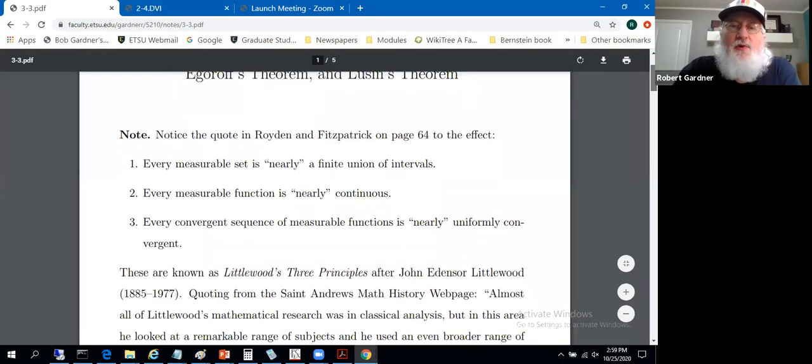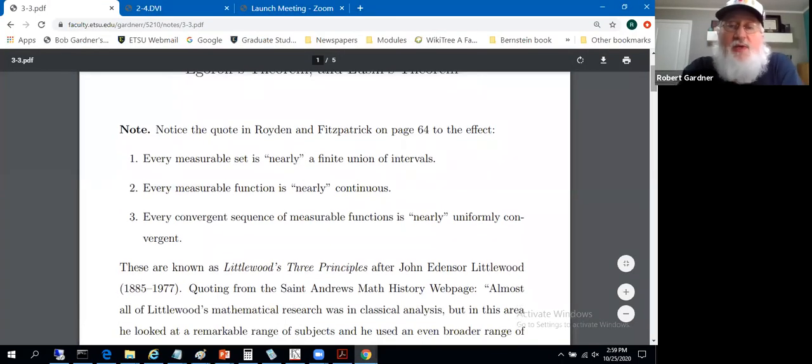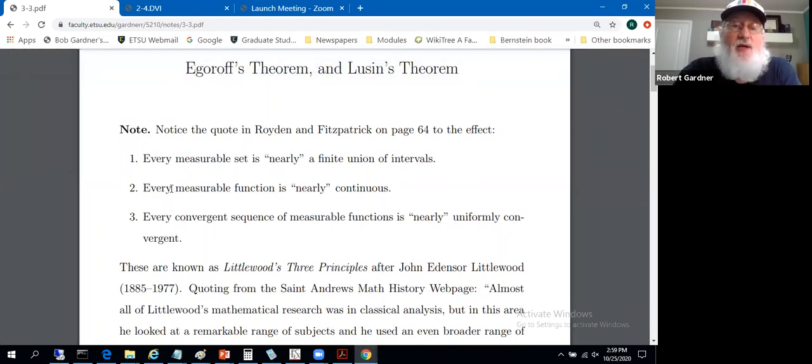On page 64 of Royden and Fitzpatrick, they make three informal statements with this idea of nearly, in terms of throwing away a set of small measure. They say every measurable set is nearly a finite union of intervals. Every measurable function is nearly continuous, and every convergent sequence of measurable functions is nearly uniformly convergent. These are called Littlewood's three principles. More of the history in a second.